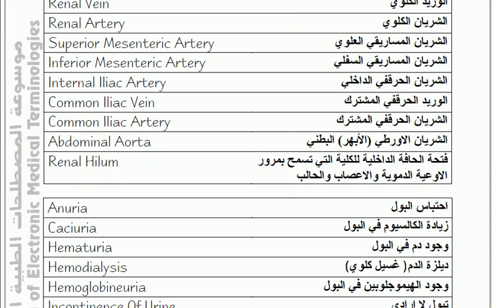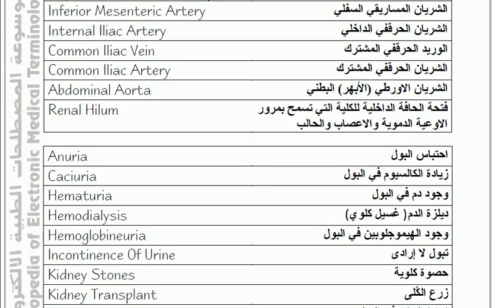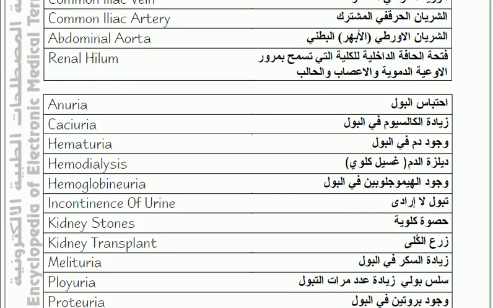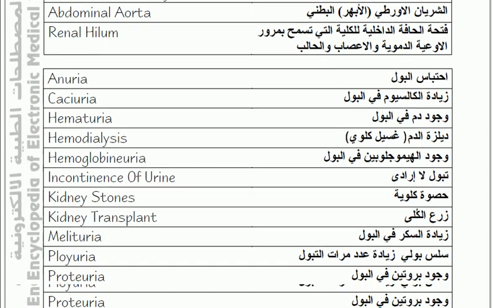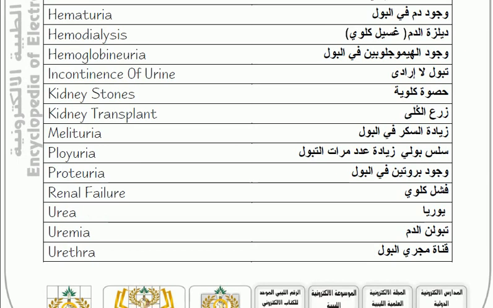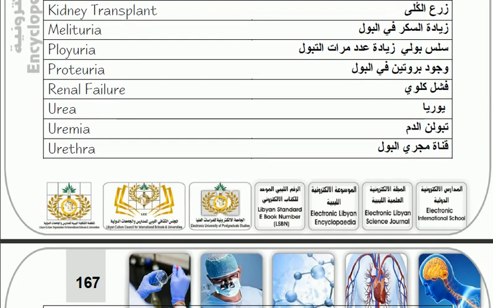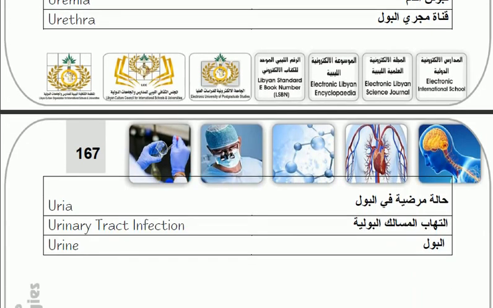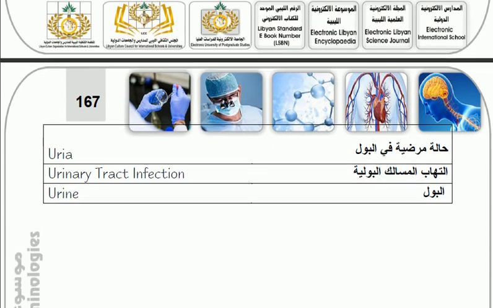Internal iliac artery, common iliac vein, common iliac artery, abdominal aorta, renal hilum, anuria, dysuria, hematuria, hemodialysis, hemoglobinuria, incontinence of urine, kidney stones, kidney transplant, polyuria, proteinuria, renal failure, urea, uremia, urethra, urinary tract infection, urine.